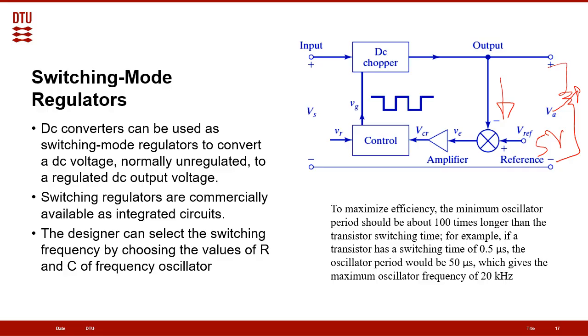So here we can do any conversion, and also we can regulate if our input voltage is not so regulated by the proper choice of K. And remember that to maximize the efficiency of the regulator, the minimum oscillator period should be about 100 times longer than the transistor switching time. So say for example, if the transistor has a switching time of 0.5 microsecond, then the oscillator period should be around 50 microseconds, which means that we give enough time for the switching of the transistor.